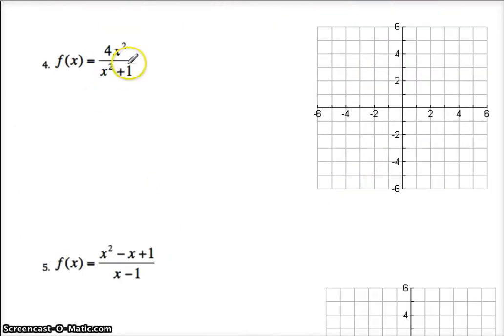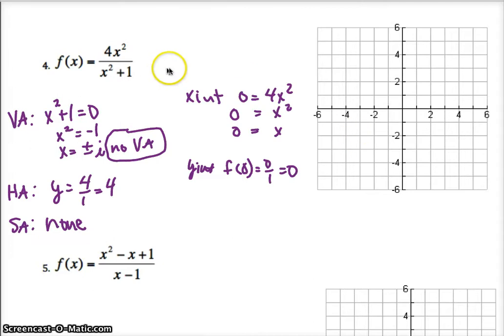For problem number 4, I want you to pause the screencast and find the vertical and horizontal and slant asymptotes, and go ahead and find the x and y intercepts, then come back. Let's see how you did finding your information.